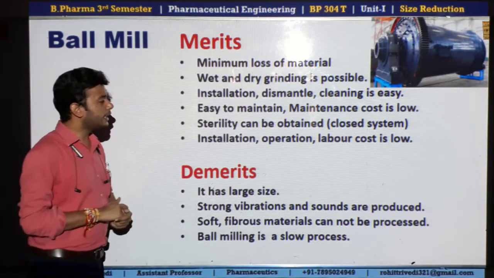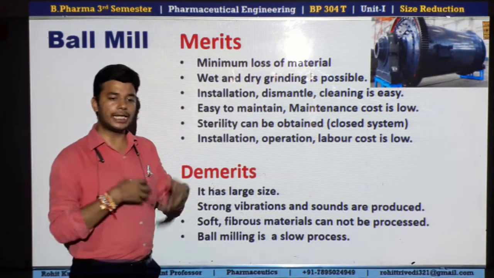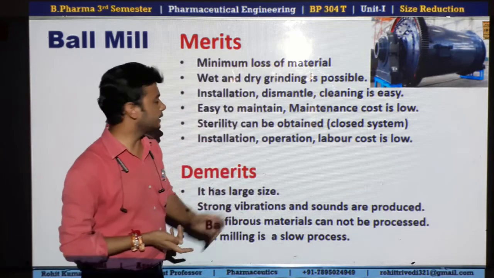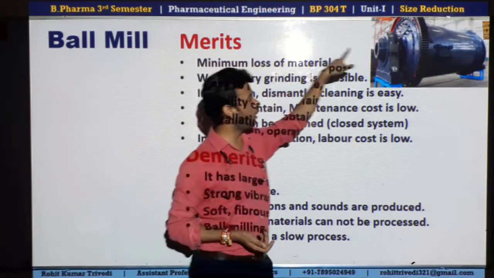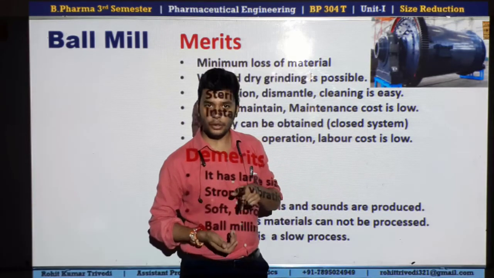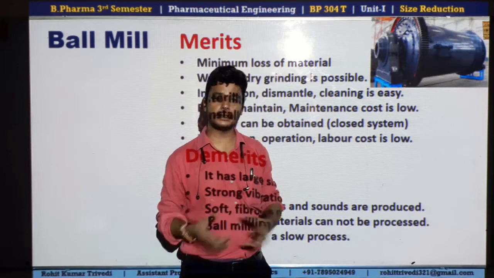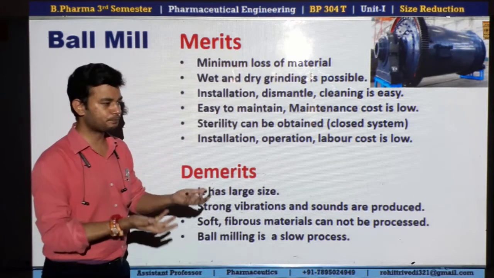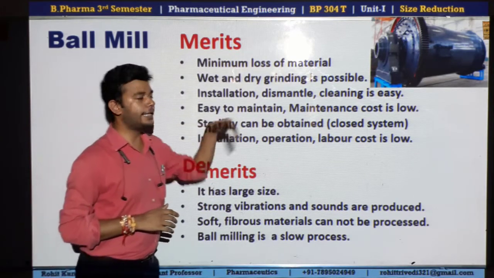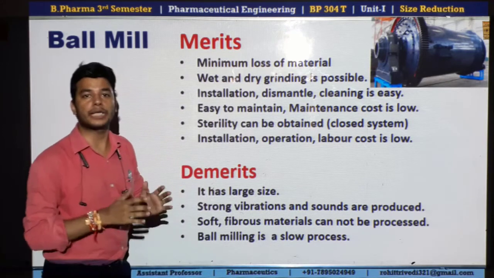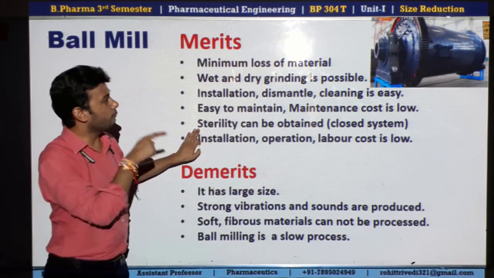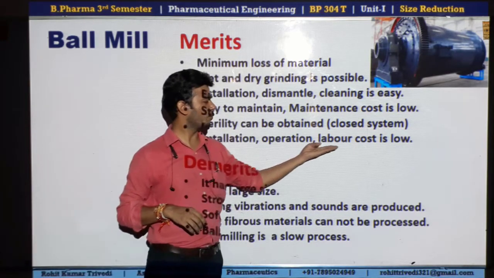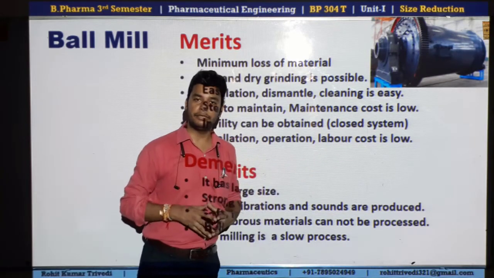Okay, now sterility can be obtained. Basically, there are very few or no chances of microbial contamination in the ball mill. As we have already discussed, the ball mill is a closed chamber, so there are very few chances that external microbial organisms may encounter or contaminate the material. So the sterility can be maintained in a ball mill during the process of size reduction. This is another important advantage or merit of the ball mill. And the last, installation, operation and labor cost is very low. So the processing cost of the material will obviously be reduced.